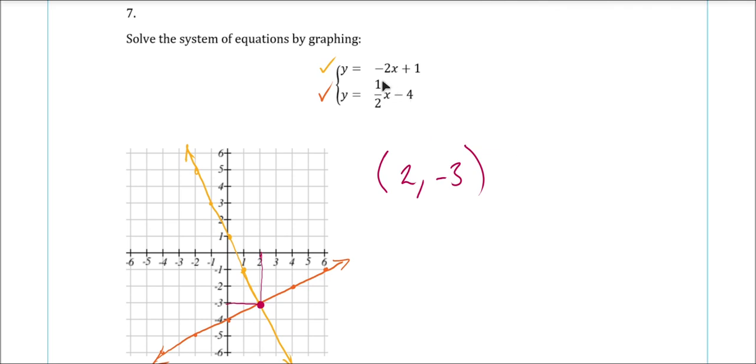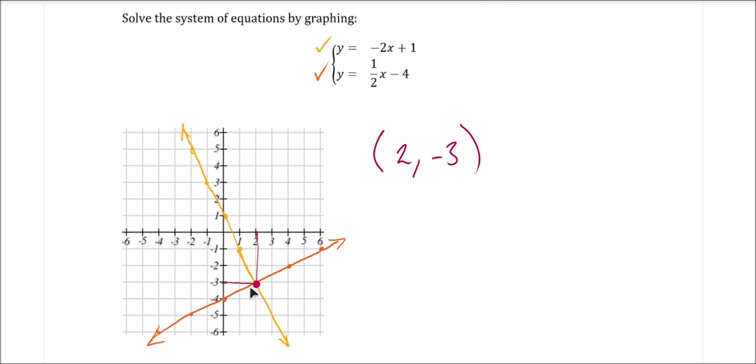Here's one where they ask us to solve it by graphing. This works sometimes if the graphs are particularly nice. In this case, if we graph the first one in yellow and the second one in orange, we can see that they have a very clear common point of intersection at 2, -3. We could check this by plugging it in for x and y if we like.